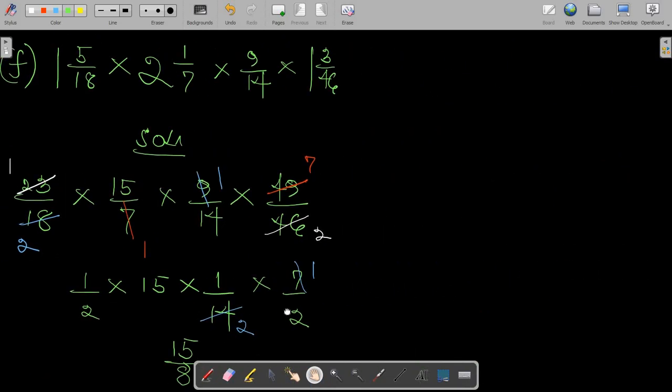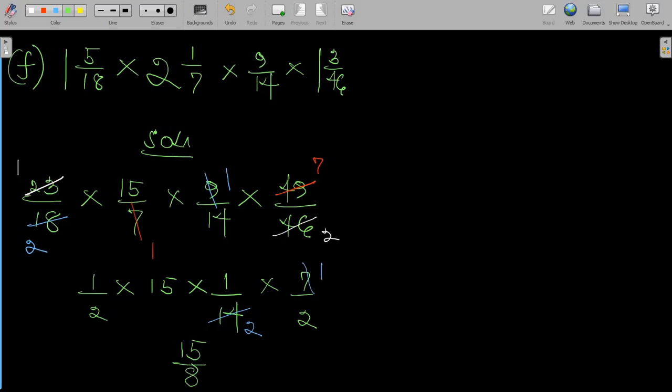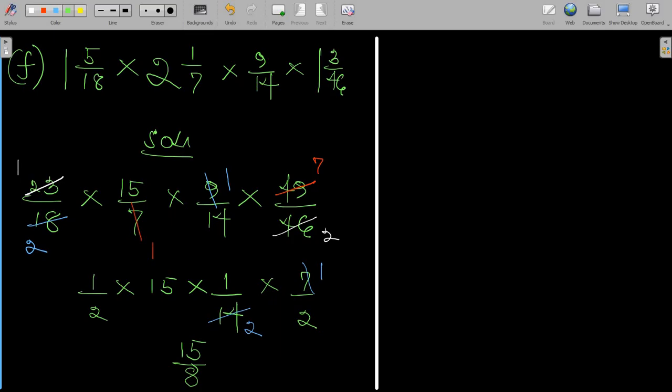So 15 all over 8 is the same thing as what? In mixed number. So let's write. Let me divide my board first. Let me divide my board into 2. So what will I have? Let's go. So 15 all over 8 is the same thing as one whole number, then this is 7 all over 8.